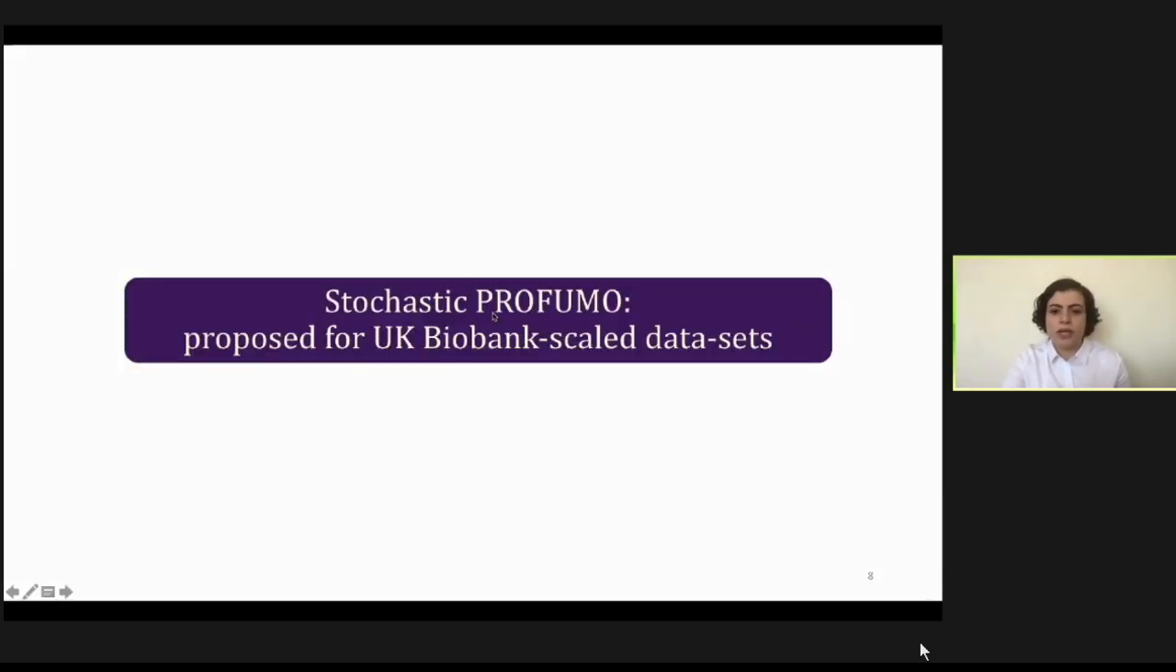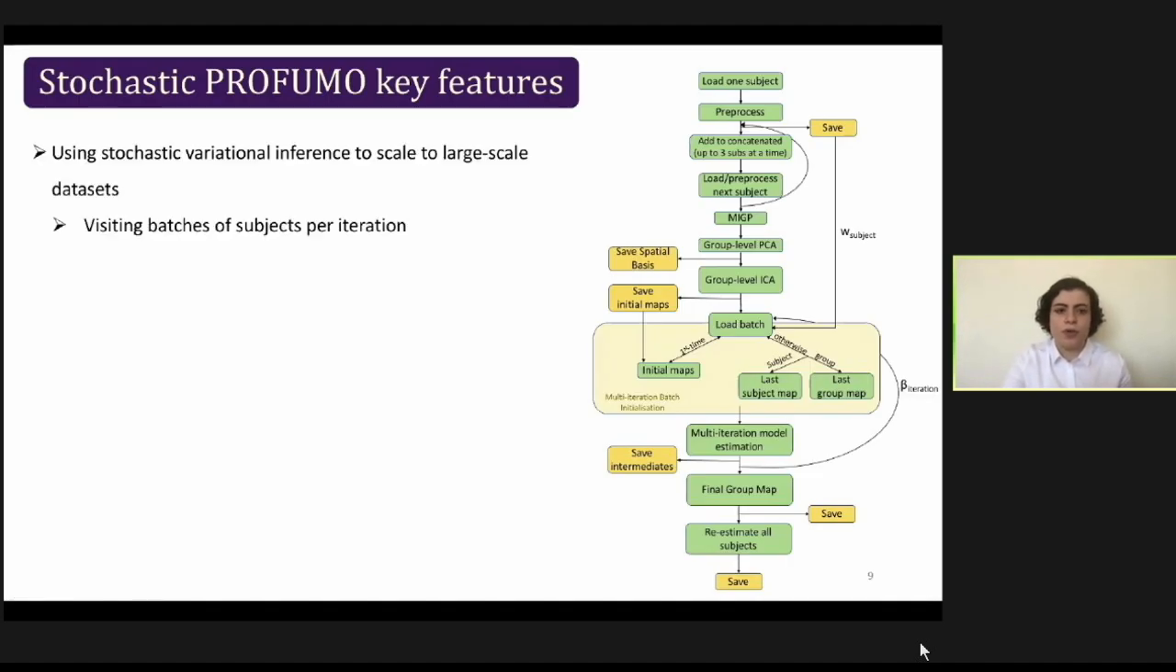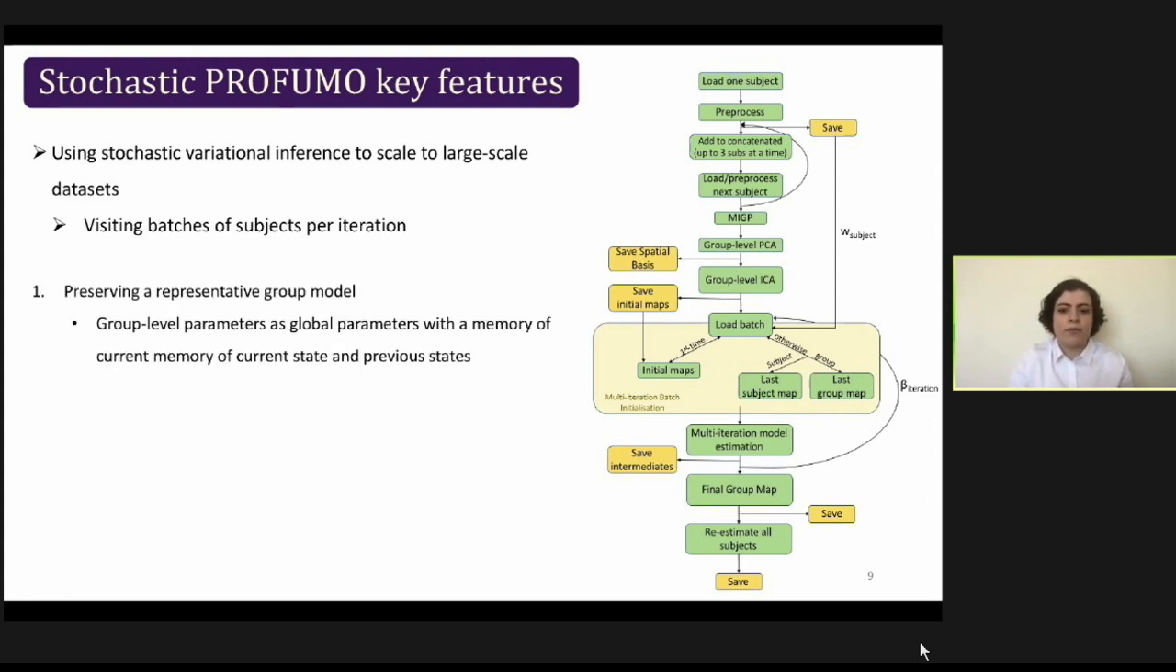So we started working on a stochastic PROFUMO in order to scale the model to UK Biobank size datasets. The main idea of a stochastic PROFUMO is to replace the classic variational inference with a stochastic variational inference, meaning that instead of visiting the entire population of the subjects per model iteration, we only visit a subset of subjects per model iteration. However, we don't want this randomization to compromise the accuracy of our results, so we take some extra things into account. Firstly, in order to preserve a representative group model, we treat group level parameters as global parameters that keep a memory of not only the current state, but also all the previous states that we have visited.